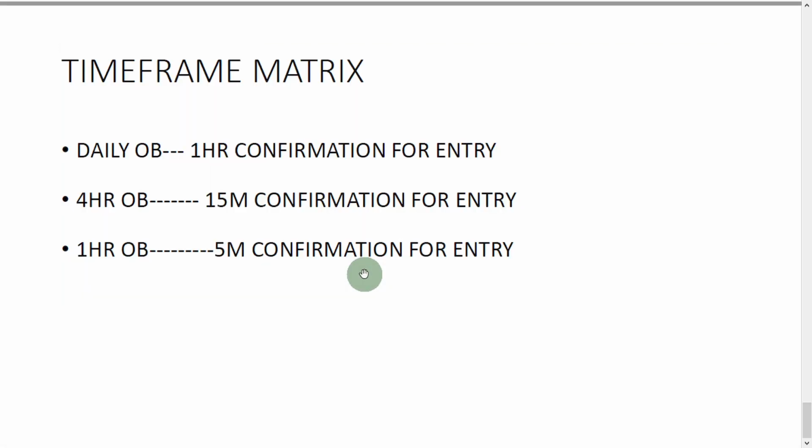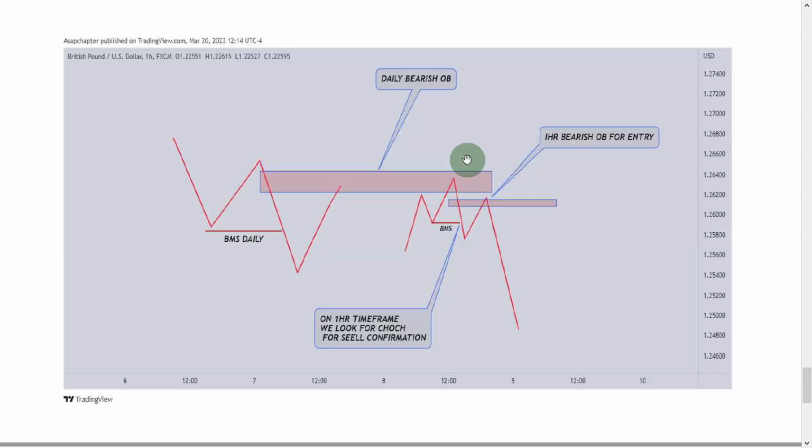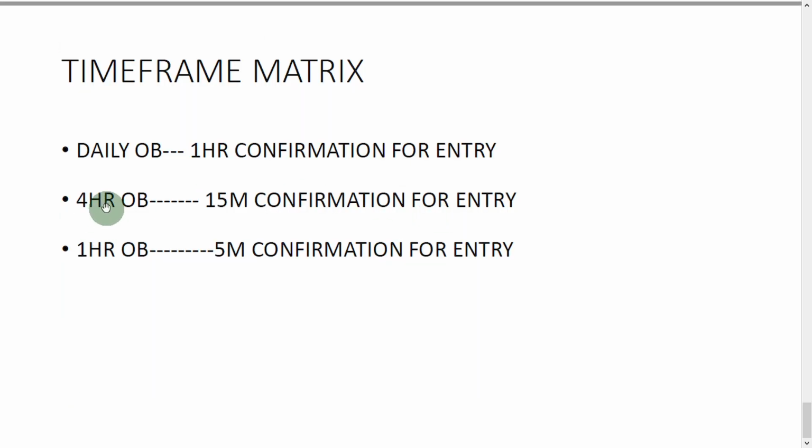So the time frame metrics: if you are bearish on the daily and price trades to a daily order block, you want to wait for 1 hour confirmation for entry, like I showed you. This is why we call it confirmation entry. If you are bearish on the 4 hour and price trades to a 4 hour bearish order block, you go to 15 minutes and you wait for 15 minutes confirmation for entry. Let's say we are bullish on 1 hour, price trades to a 1 hour bullish order block, you wait for 5 minutes bullish confirmation and you buy from the new 5 minutes bullish order block.